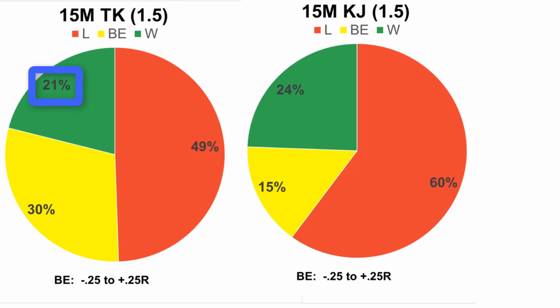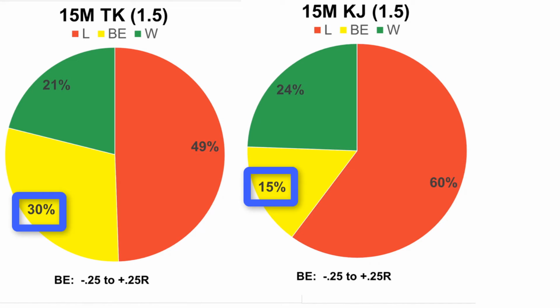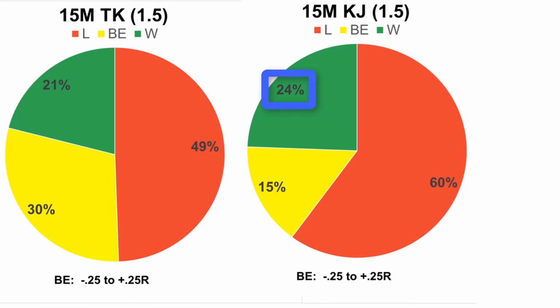You should only expect a full win a little more than 20% of the time with TK. KJ, the slower moving average, is more of an all or nothing system. Instead of losing 50%, this goes up to 60%. We have fewer break-evens at 15%, but we do win about a quarter of our trades.